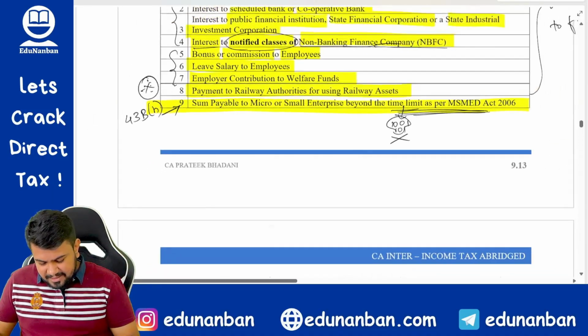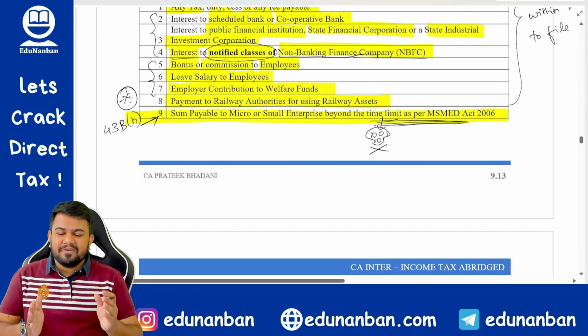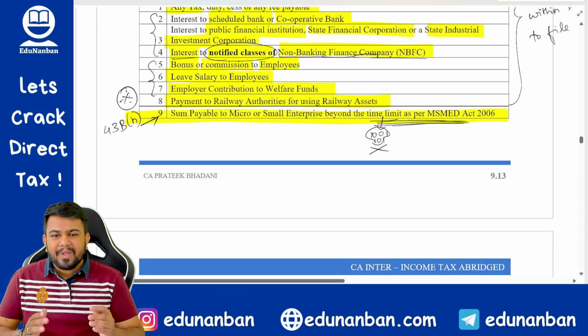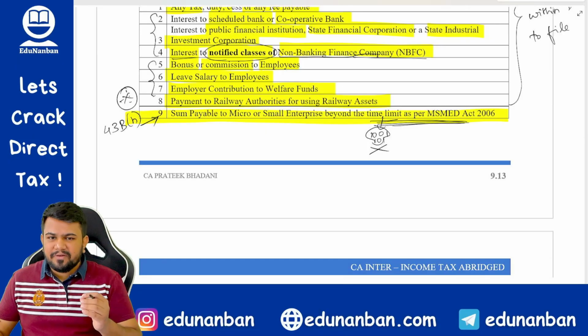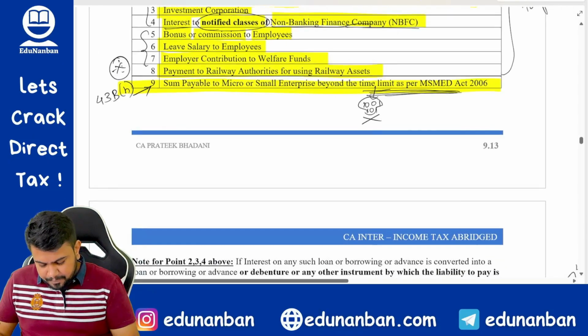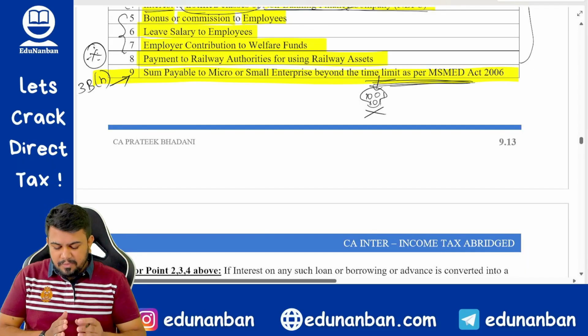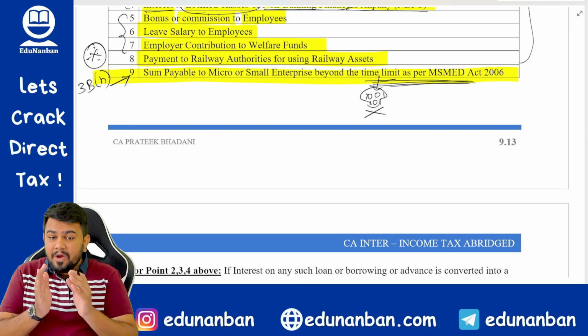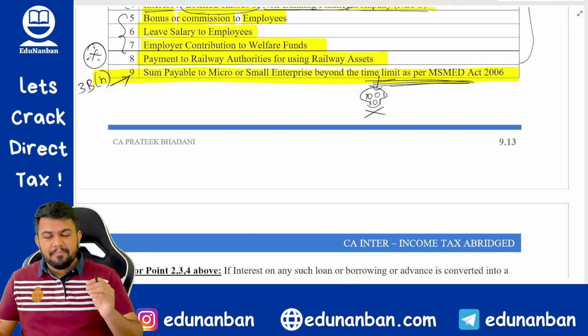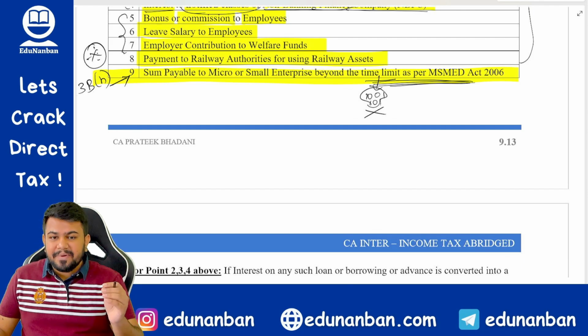Now the last point, which is a slightly different point with slightly different rules, and it is a new provision, very important from the examination point of view. And it is sum payable to MSME, that is micro or small enterprise, not medium enterprise, only micro or small enterprise beyond the time limit as per MSMED Act.